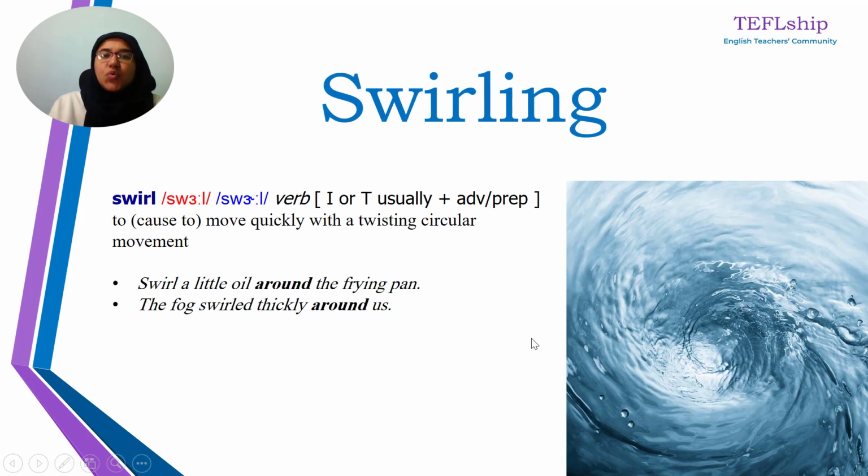Swirl. Swirl is to move quickly in a twisting circuit. So you can say, swirl a little oil around the frying pan. The fog swirled thickly around us. So swirl is to move around.